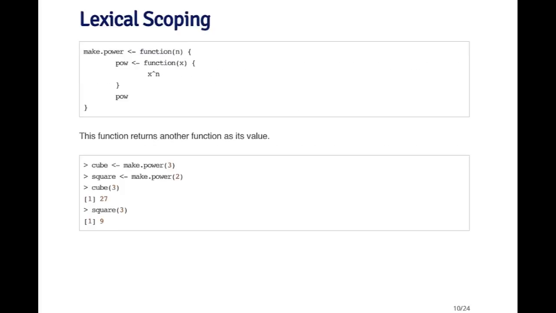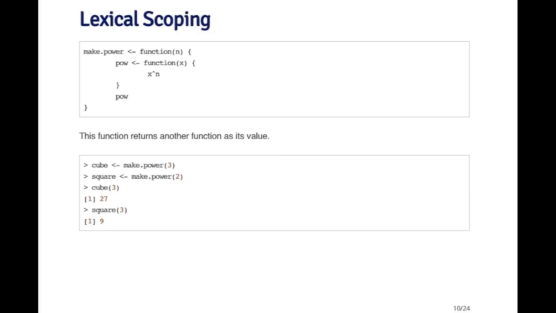So I'm going to define a very simple function here. Often these kinds of functions come in the form of what you might think of as constructor functions, where the function is constructing another function. So here's what I want to do. I want to create a function called make.power, which takes as input a number n. Inside the make.power function, I define another function called pow, which takes an argument called x. The pow function is going to take the argument x and raise it to the power n. Then make.power returns the function pow as its return value.